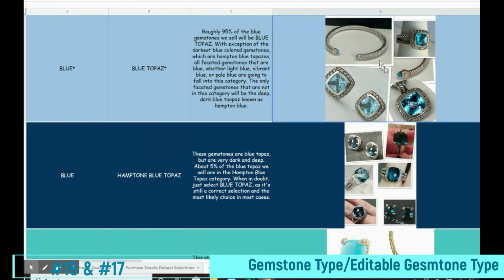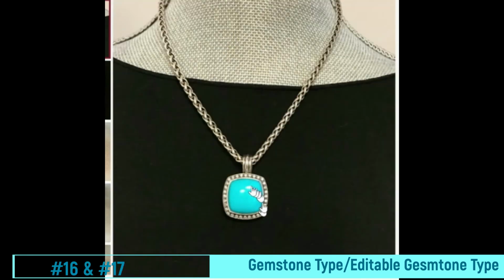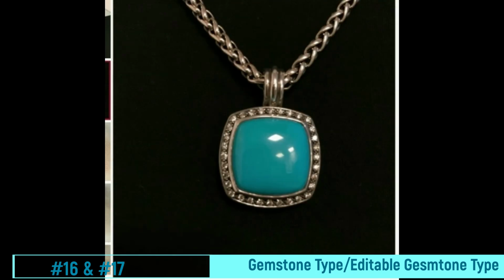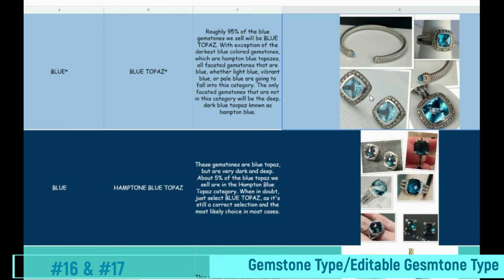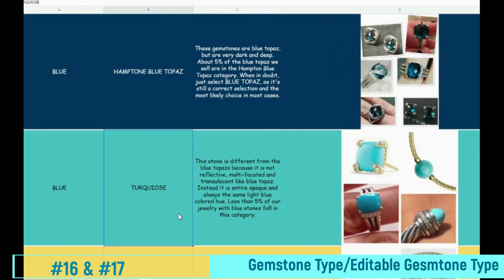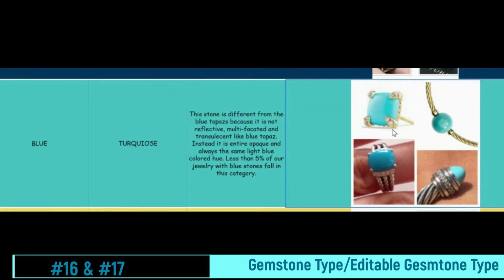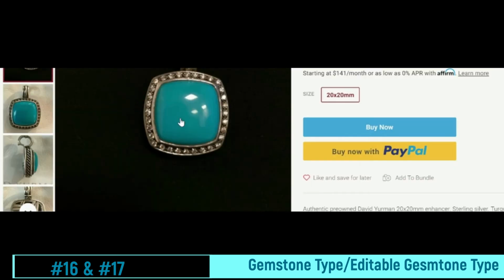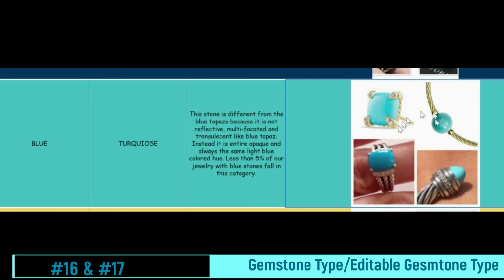However, we can take a look at these blue topaz images over here, and we can see very clearly that that does not look at all like this gemstone does, right? So we can pretty much nix this blue topaz. And if we go down to the next one, the Hampton blue topaz, and look at those pictures, it's pretty much the same situation. So if we keep going, we get to turquoise. If we look at the pictures here, compare it to this picture over here, it's very obvious that this is most likely going to be a turquoise piece. And so when we get to the gemstone type, we would input turquoise for this item.